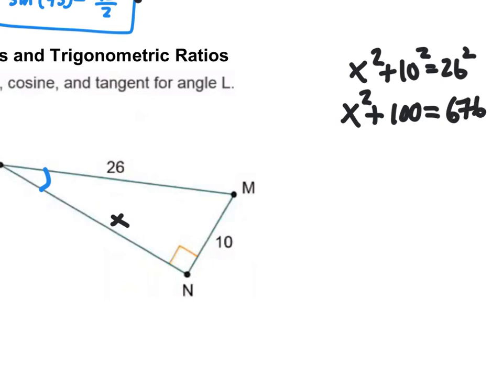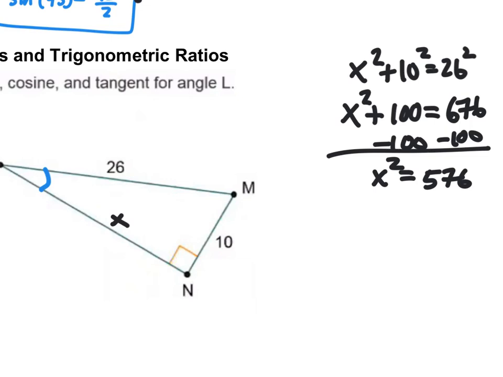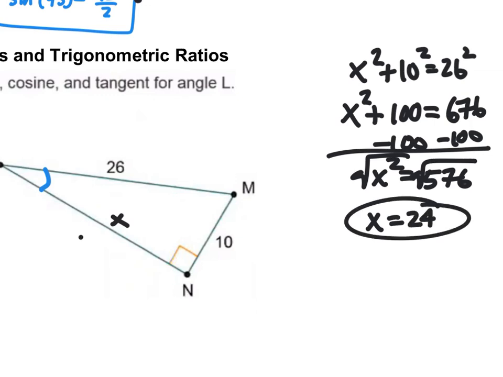Then I'm going to subtract 100 from both sides, and that's going to give me that x squared is equal to 576. If I take the square root of 576 on my calculator, that's just going to give me 24. So if I take the square root of both sides, x is going to equal 24. So this has a length of 24.